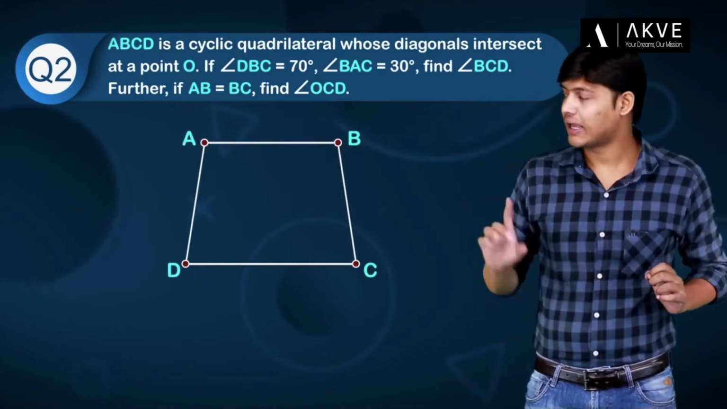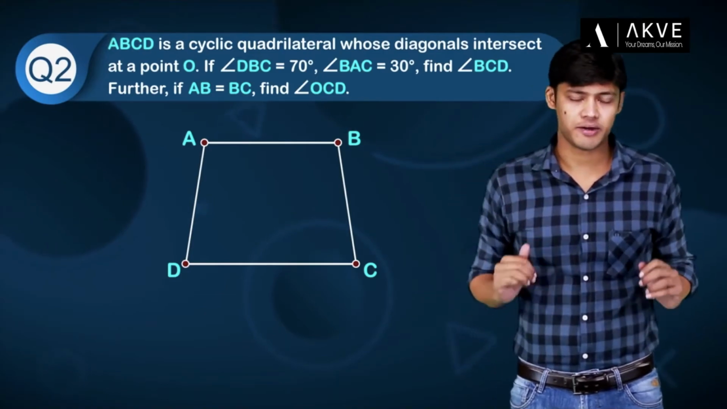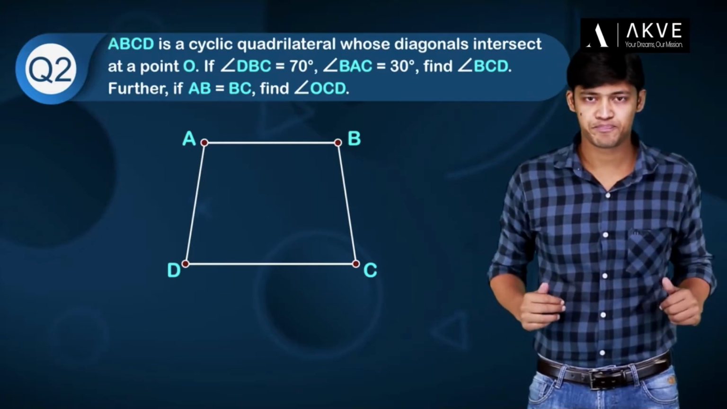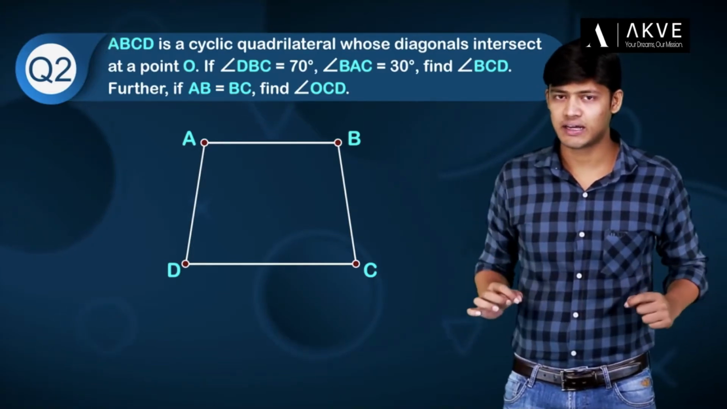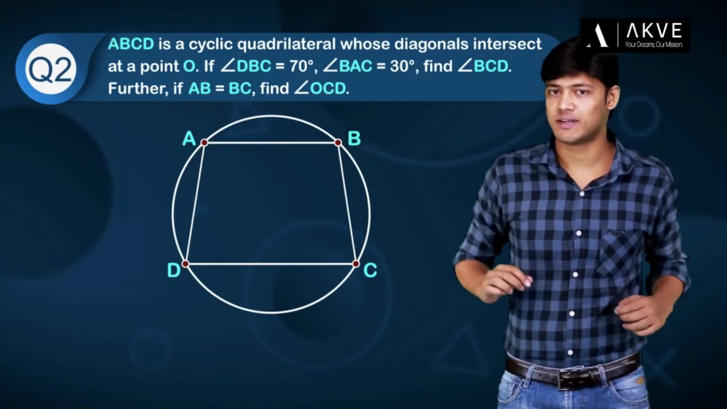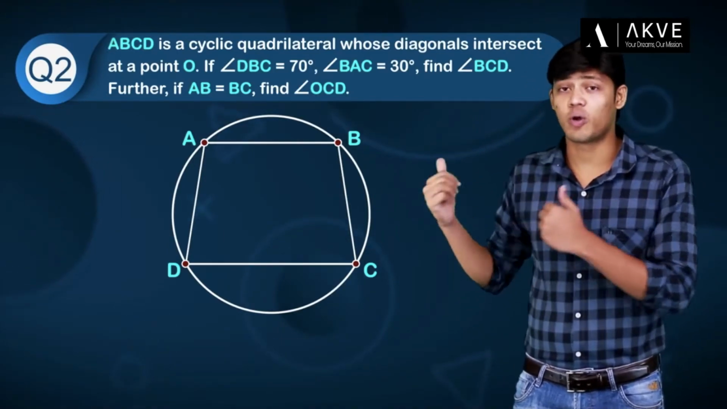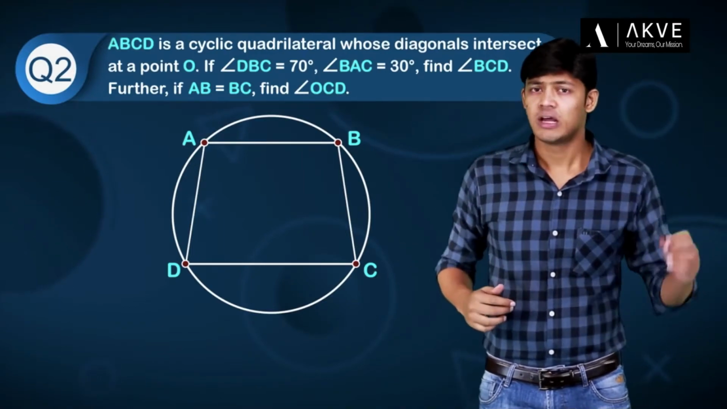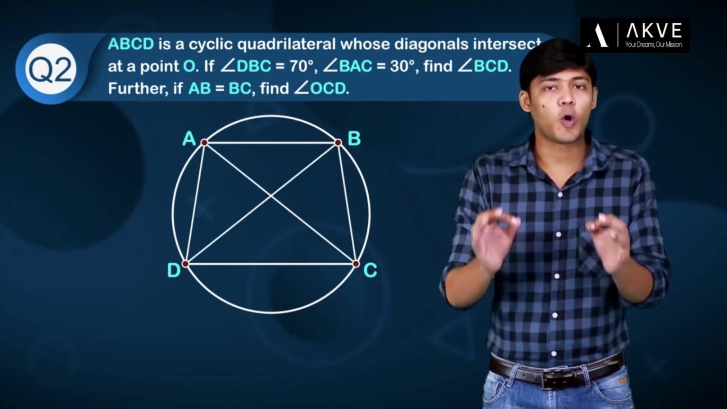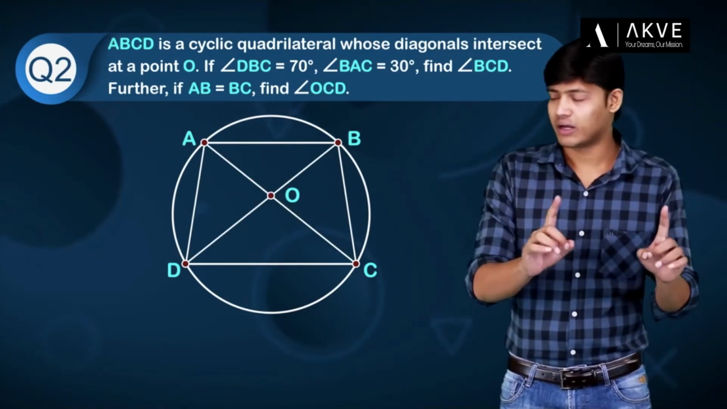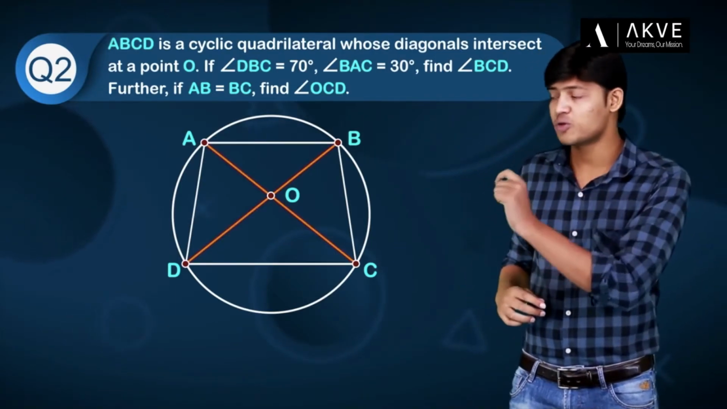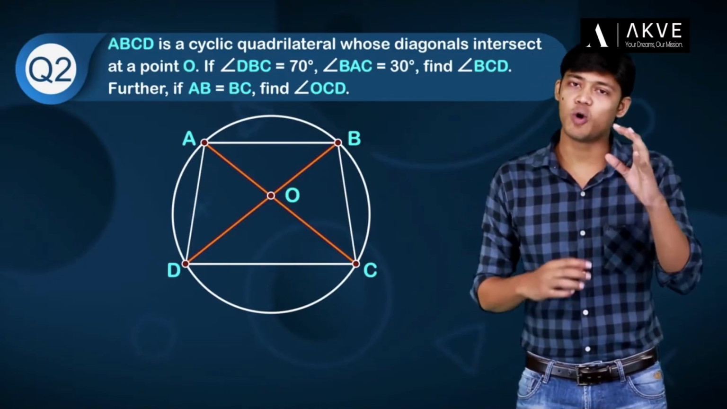So it is given that ABCD is a cyclic quadrilateral. So first, let's draw a quadrilateral ABCD. Since it is cyclic, we can draw a circle passing through all of its vertices. So here is the cyclic quadrilateral ABCD. Now it has been mentioned that the diagonals meet at the point O. So the diagonals are AC and BD, and the intersection point of those two diagonals is the point O.